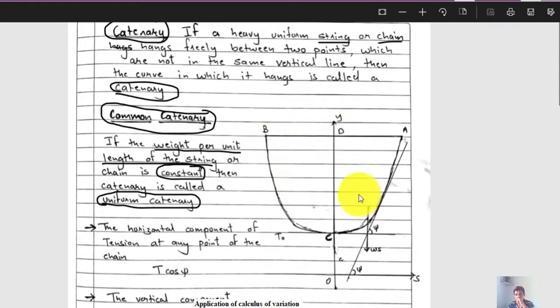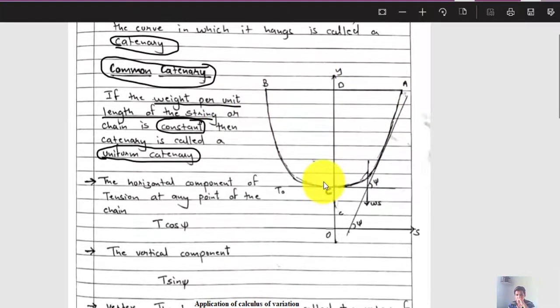Now this is a common catenary, from point A to B. Whenever solving problems of catenary, there are certain things you should know. Now the horizontal component of the tension at any point of the chain, this is your horizontal component. This is a common catenary because the weight per unit length of the string is the same everywhere, and that is why it is called common catenary.